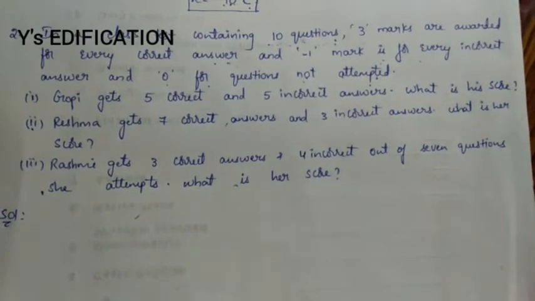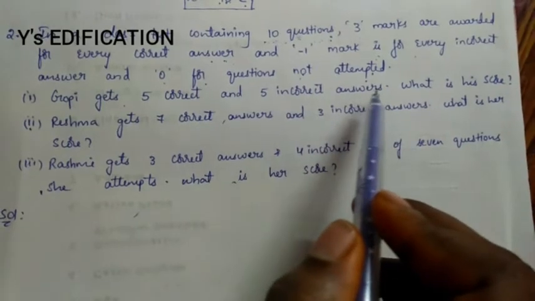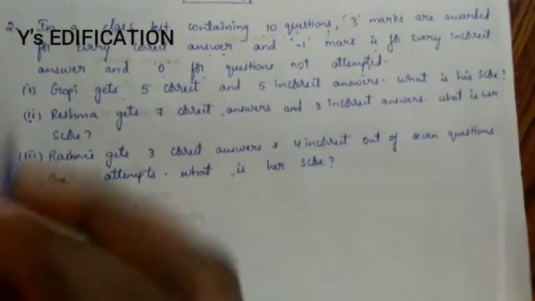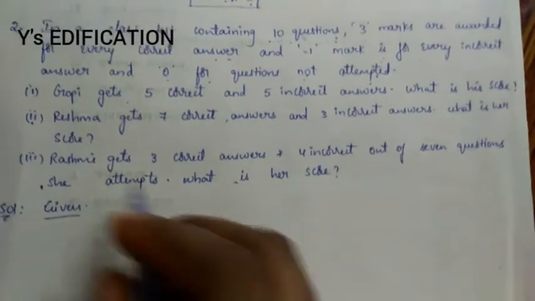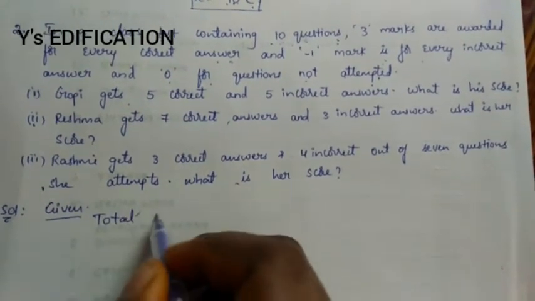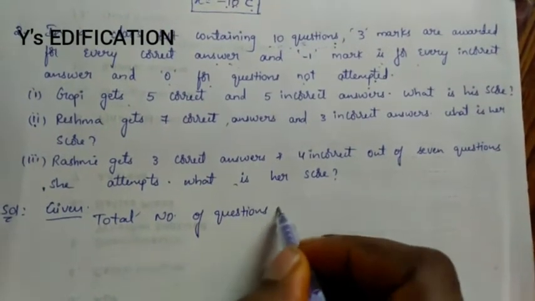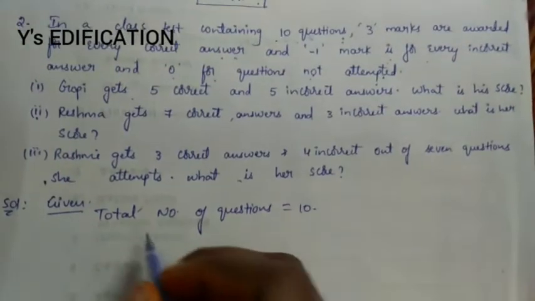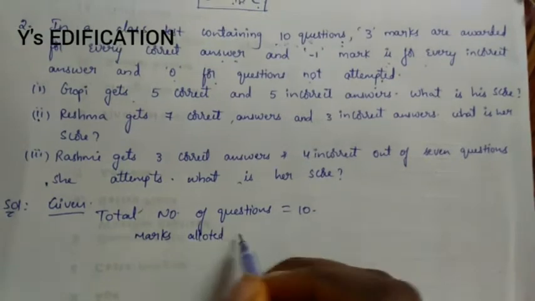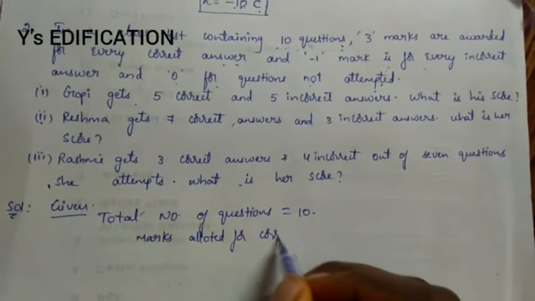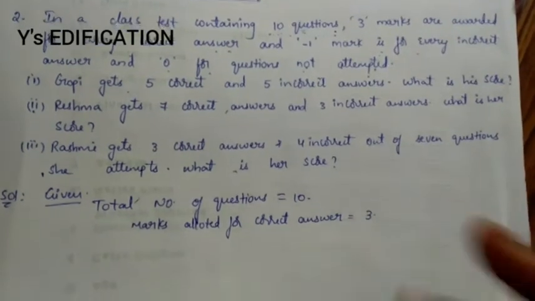So what we have to do: Gopi gets 5 correct answers and 5 incorrect answers. What is his score? First let us write the given data. How many questions are there? Total number of questions is 10. Marks allotted for a correct answer is 3 marks.